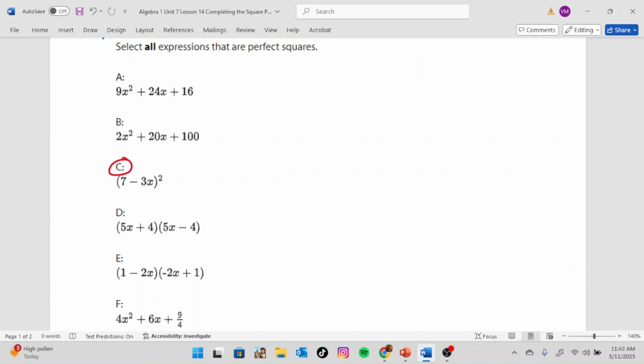If you look at D, you have 5x plus 4 and 5x minus 4. These are not the same. One is plus, one is minus. So this is not a perfect square.